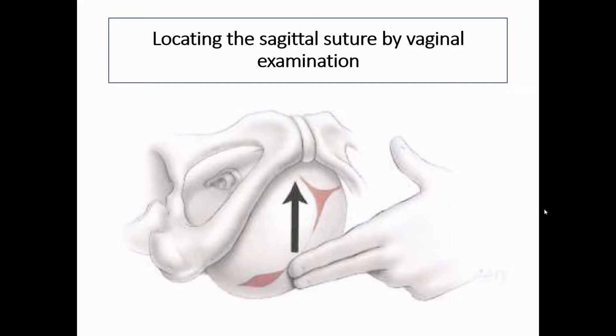Once you know the denominator, that is the occiput, then you can know the relative position of the head. How can we do it? When you do the PV examination, you try to sweep. Your first aim is to locate the sagittal suture. You try to feel the suture, and once you feel it, you follow it. When you go anteriorly, you can feel a gap in the bone, which we call the fontanelle. Posteriorly, when you go, you can feel a gap as well.